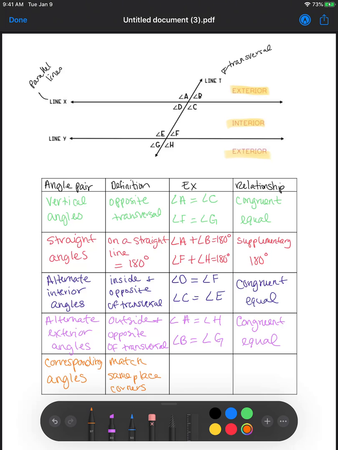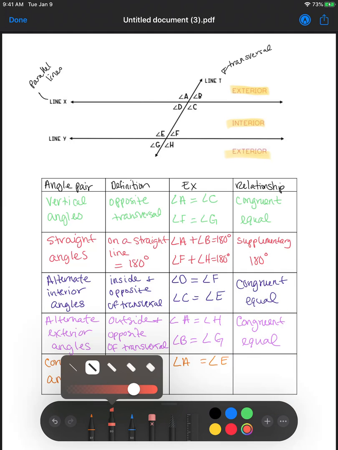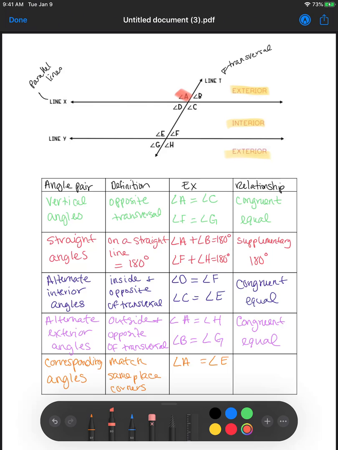Okay, for example, we have angle A and angle E. Again, I'm using my equal sign because they are congruent. They are equal. So we have angle A and angle E. They're relatively in the same place. A is on the left side of the transversal and above the parallel line. This is on the left side of the transversal and above the parallel line.